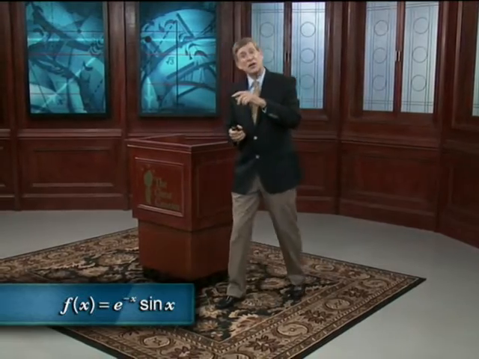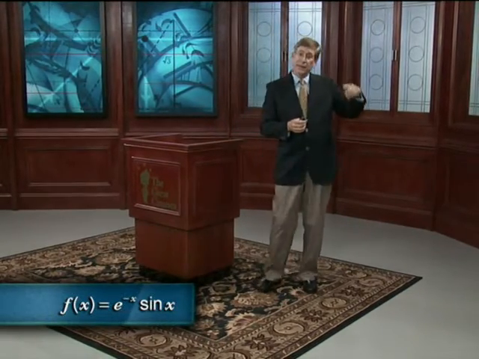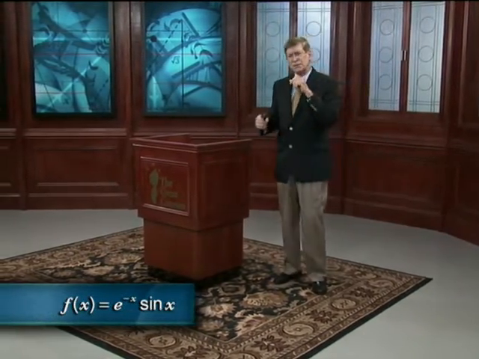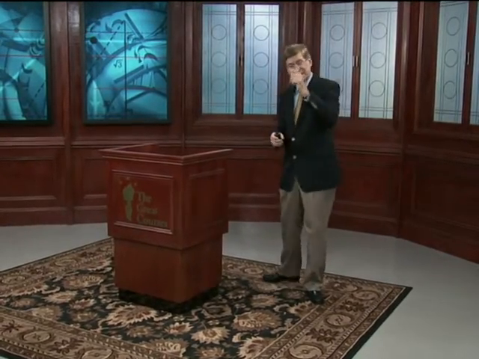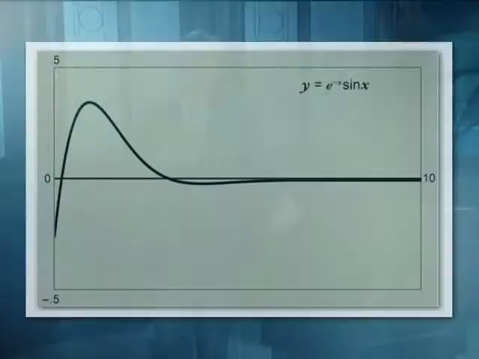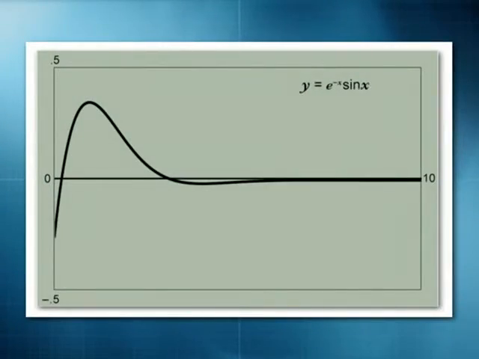So sine x I know about, up and down, up and down, up and down. What about e to the minus x? Well, it's a decaying exponential, isn't it? As x gets bigger, e to the minus x tends to 0. So it's a decaying exponential. What will the graph of this product look like? Well, here's a picture of it on a graphing utility. This is the graph of e to the minus x sine x.